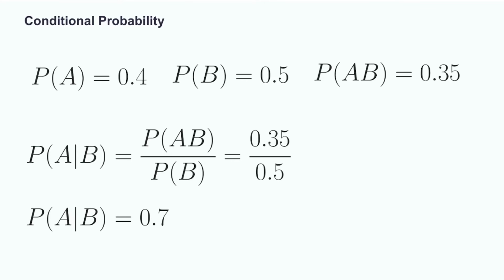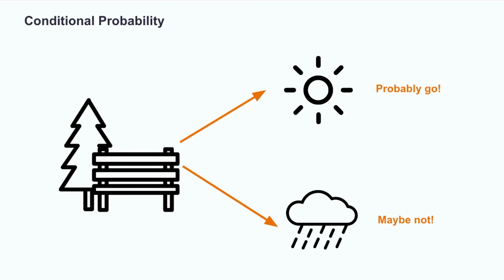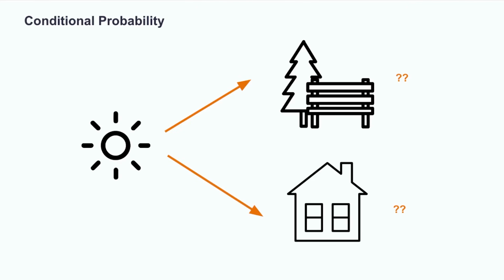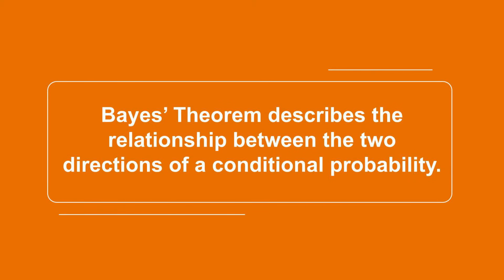Sometimes, however, this doesn't happen. For example, while we may sometimes be able to figure out the conditional probability of going to the park based on the weather, can we tell something about the weather given that we are either at home or at the park? This is the question that Bayes' theorem is designed to answer. Bayes' theorem is an incredibly powerful tool because it describes the relationship between the two directions of a conditional probability. Crucially, with it, we do not have to know anything about the probability of event A and B occurring, which is often difficult to know.